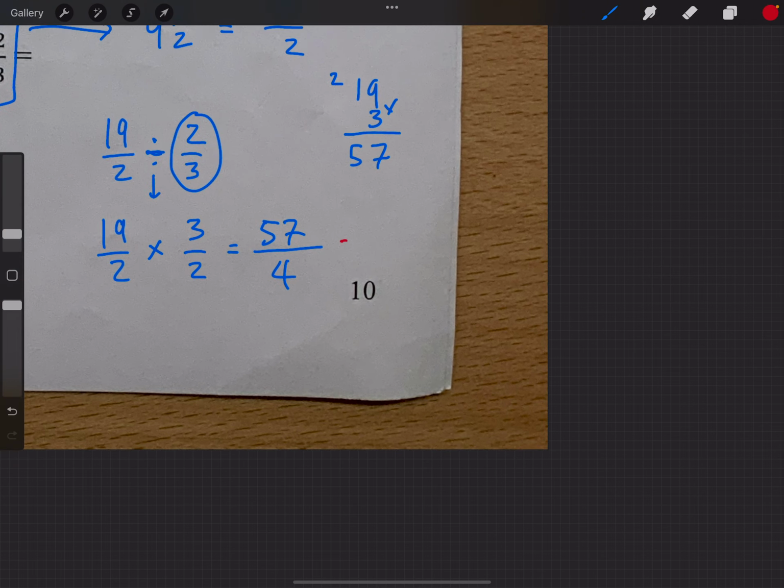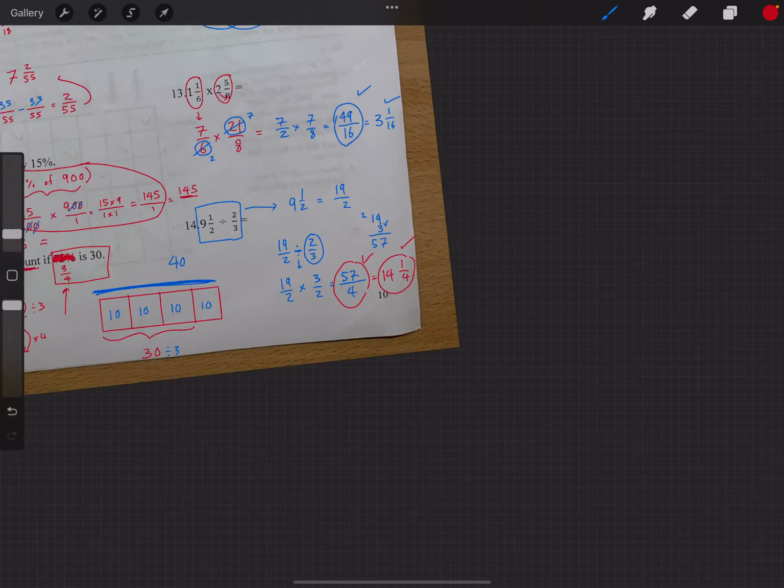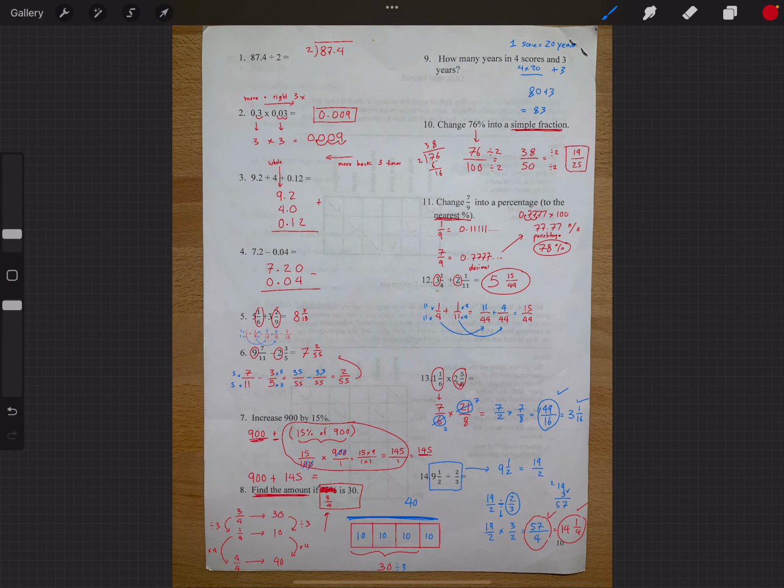Or if you want to, you can change it into a mixed numeral and say how many 4s go into 57. Well, that's going to be 14. So 4 times 14 will be 56, and a remainder of 1 over 4. So both of these answers are correct. And that should be the end of that one. Hope that helps.